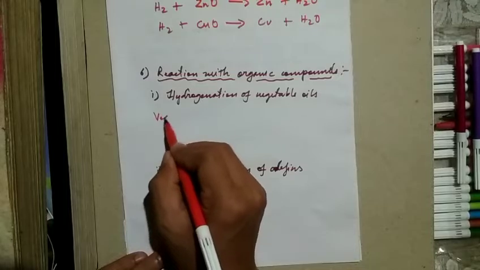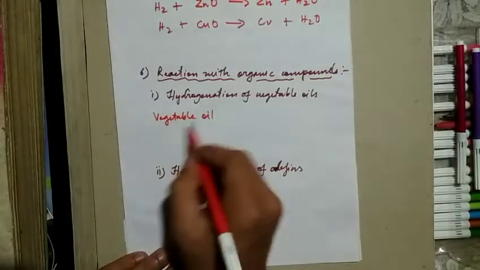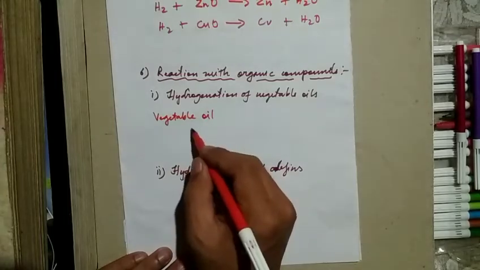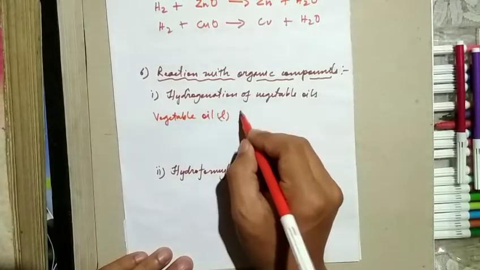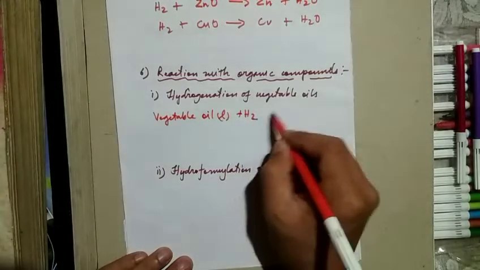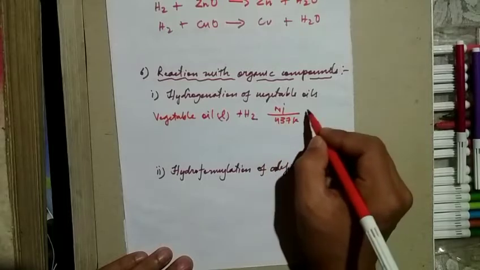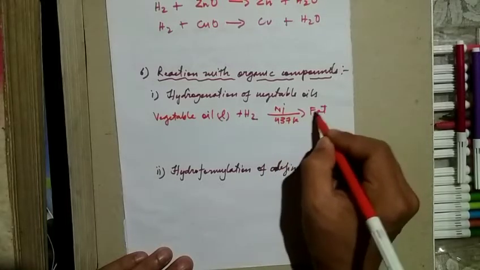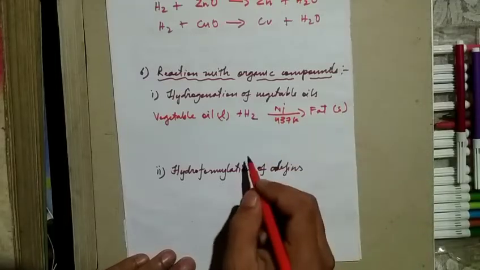Let's take vegetable oil. Vegetable oils usually have double bonds, that means they are unsaturated and liquid. With dihydrogen and a nickel catalyst, they give fat, which is solid. These are edible.